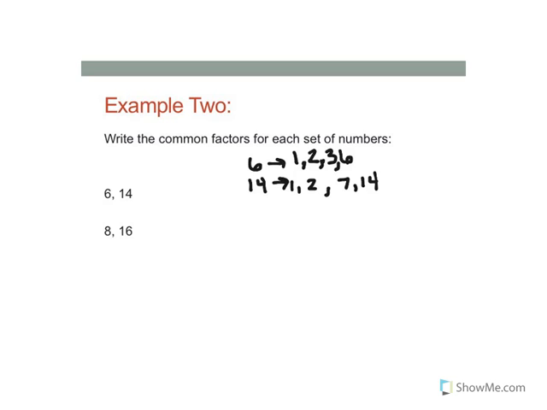Now, we want to find all the factors that they have in common. So for example, all numbers are going to have 1 as a common factor. And here, they both have a 2. They both don't have a 3 or 6, so the only common factors are 1 and 2.